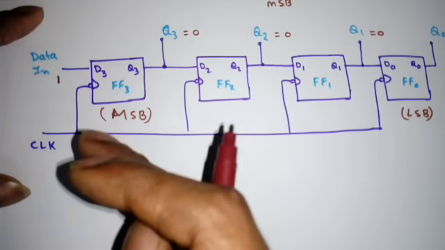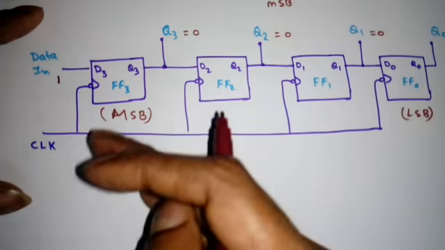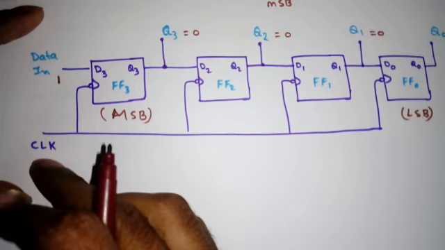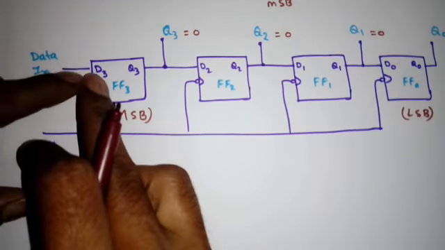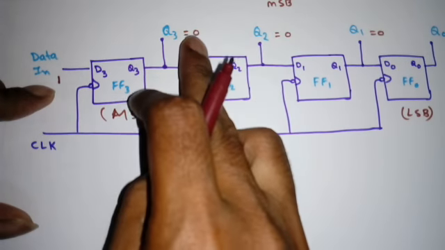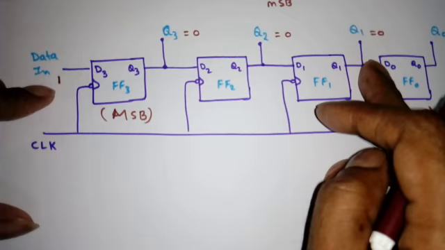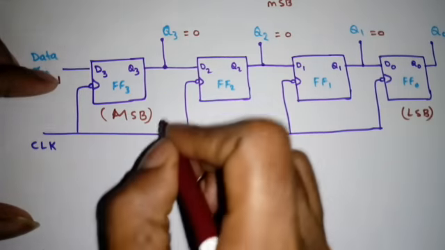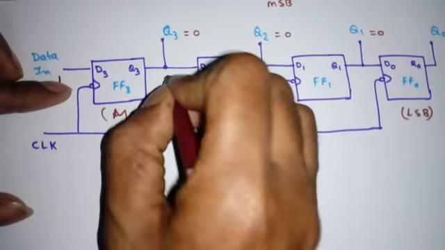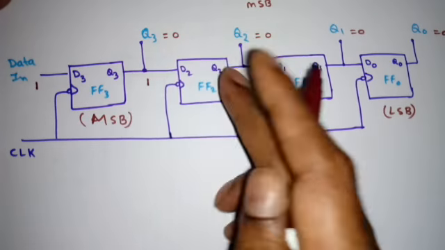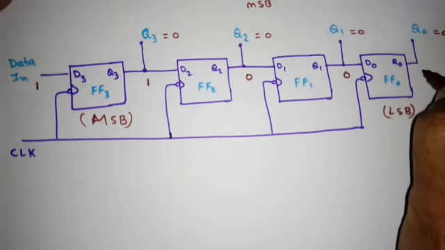So whatever we apply, if I apply 0 and the clock is applied, that 0 will be transferred to the output. If I apply 1 and one more clock, then it will be transferred to the output. Right? So here D3 is 1, D2 is 0 because we assume that initially it is 0. Similarly D1 is 0, D0 is also 0. So what will happen the moment we apply the clock? This 1 will be transferred here. Then this 0 will be transferred here, then this 0 will be transferred here, and this 0 will be transferred here.